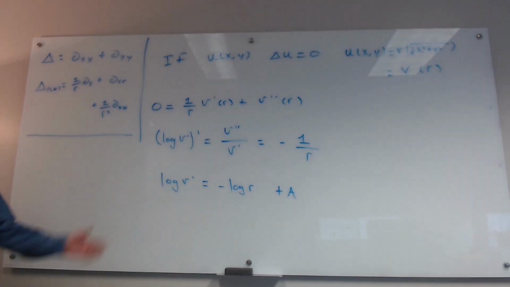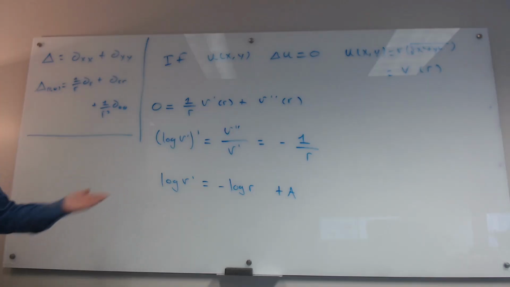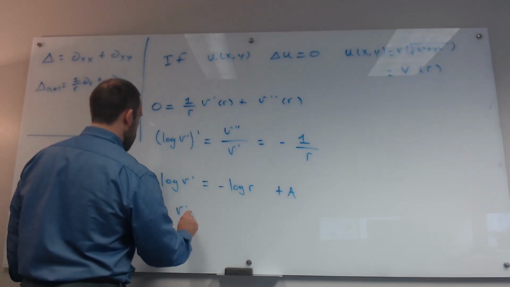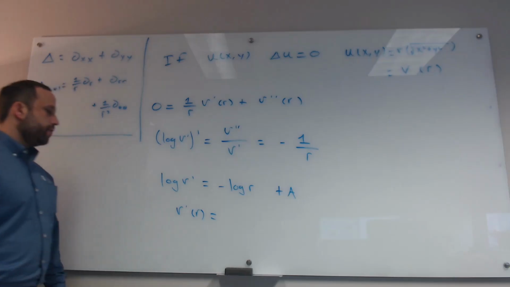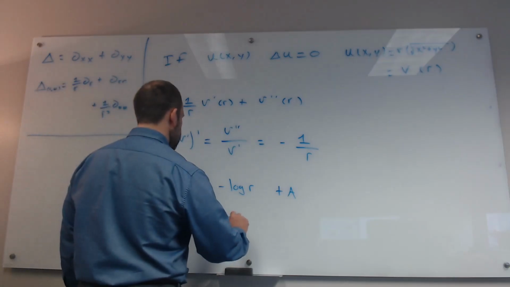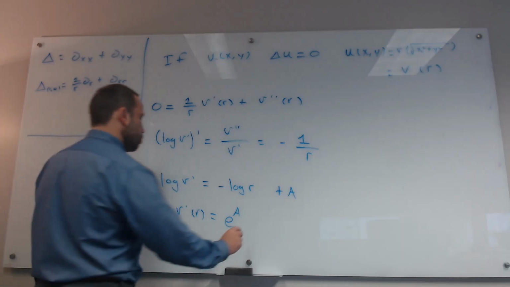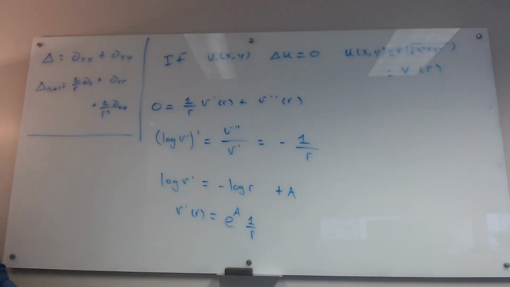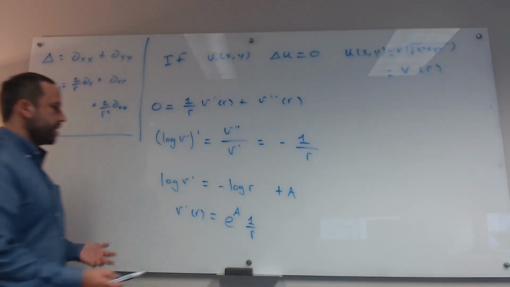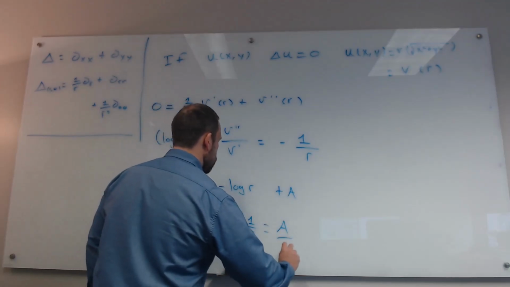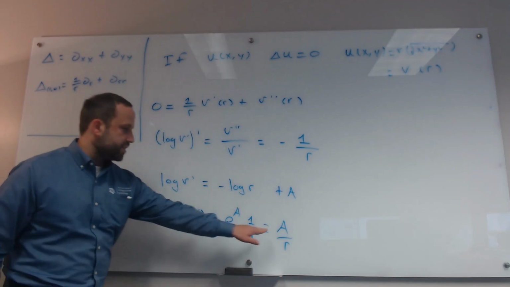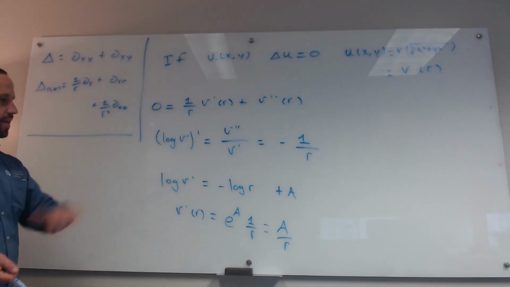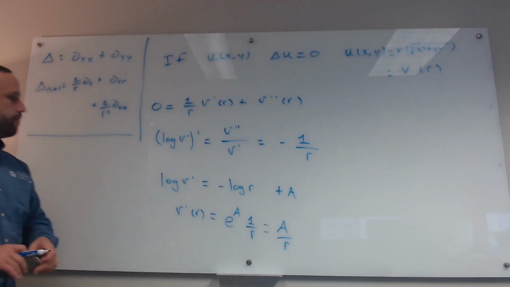Okay, so I want v prime, that's sort of my penultimate goal now, so I'm going to raise e to the power of both sides. On the left-hand side, I've got v prime of r, and on the right-hand side, this is going to be equal to e to the a times 1 over r. But since e to the a is just another generic constant, instead of writing e to the a, I'm just going to write a. So this is equal to a over r. These are different a's. This a here is e to the a there, but they're just arbitrary constants, and it's better to just write it like this. So v prime of r is equal to a over r.